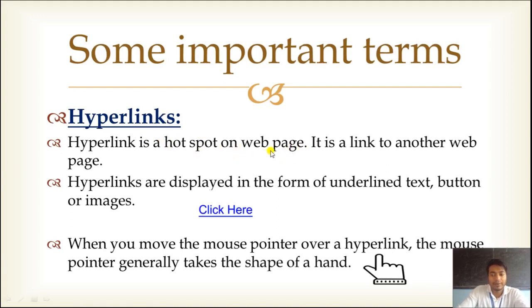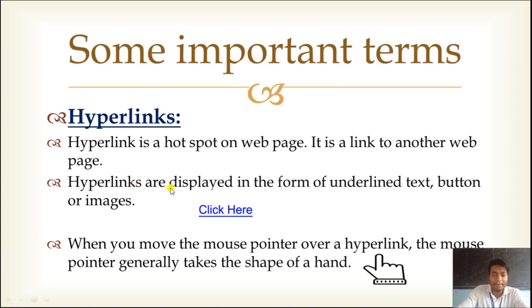Hotspot on web page. When you open the web page, you may notice some text are highlighted by blue color, okay, that is their hotspot, and other content will be either in black or white. So it is a link to another web page. That means when you click on that hyperlink, you will get another web page. Understood? I will show you how to click on hyperlink and accordingly you will get the another page.